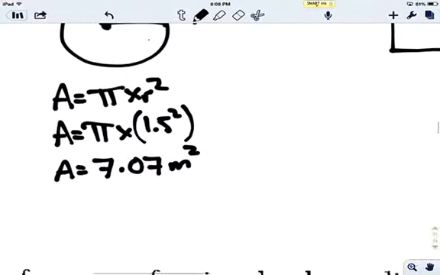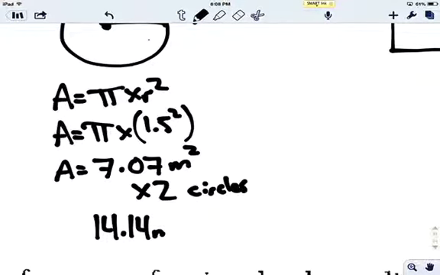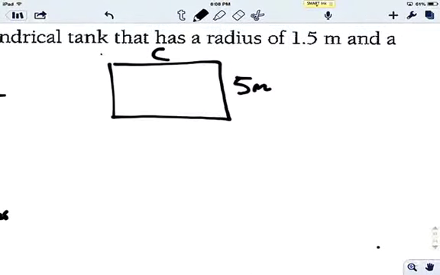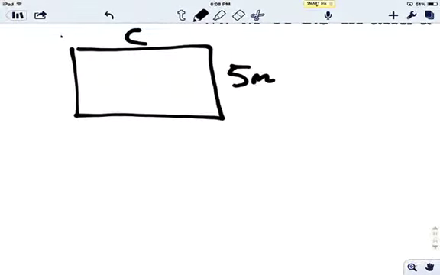Now, there's two of these circles here, so we have to times that value by 2 because that's the area of only one of them. So we times it by 2 because there's two circles. Okay, and that gives us a value of 14.14 square meters because of all those circles. Alright, so now we can turn our attention to this.